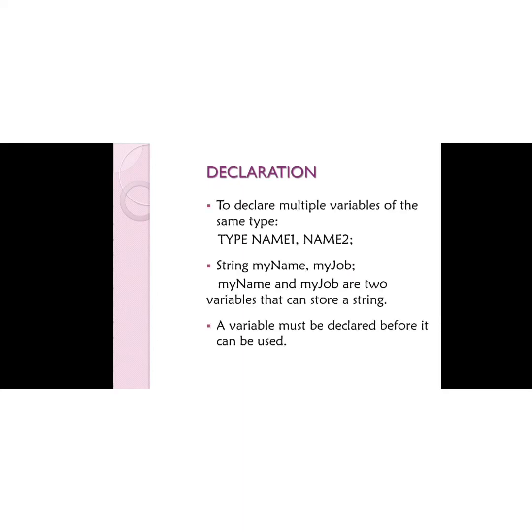Now what if we want to declare multiple variables of the same type? Then we can write first the type of the variable, then the first name, then the second name of the variable, with a semicolon. Example, I am declaring type string. First variable is myName, second variable is myJob. myName and myJob are two variables that can store a string. Note that a variable must be declared before it can be used. So we cannot use a variable without declaring it.